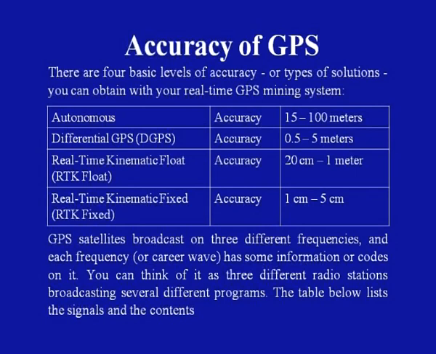GPS satellites broadcast on 3 different frequencies and each frequency has some information or codes on it. You can think of these as 3 different radio stations broadcasting several different programs. In our next session, we will focus on the different solution methods which can be obtained through a GPS observation procedure and what could be the possible sources of errors while taking an observation.